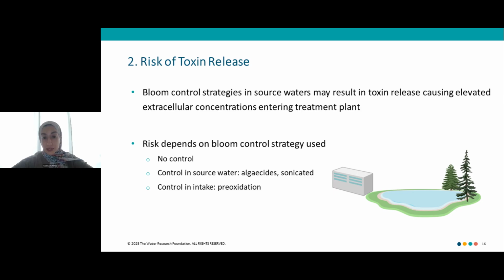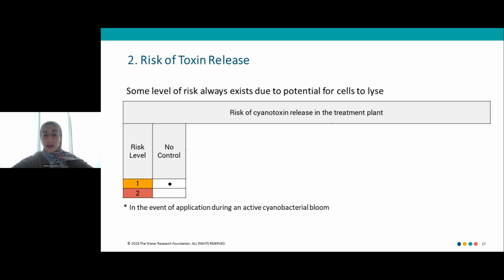However, the level of risk associated with this strategy is, of course, dependent on the type of control method that you're using. So we are proposing 3 scenarios that cover most of the scenarios that can happen. One is that you are not applying any control method in the source water. The second is that you're applying control in the source water itself using something like an algaecide or a sonication device. Or third is that you are actually doing control in the plant itself in the form of using a pre-oxidant. Now let's see how that translates into risk.